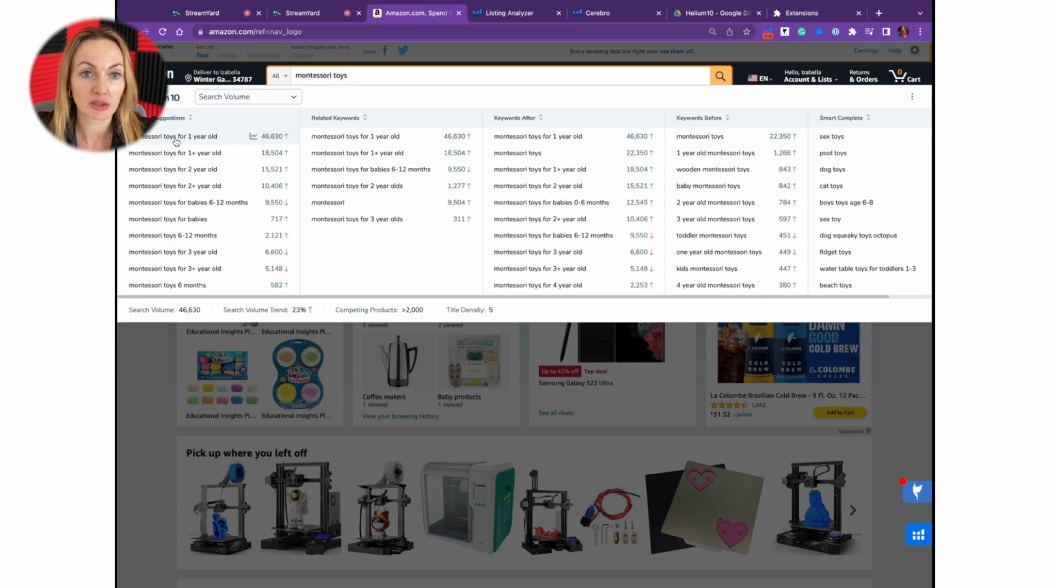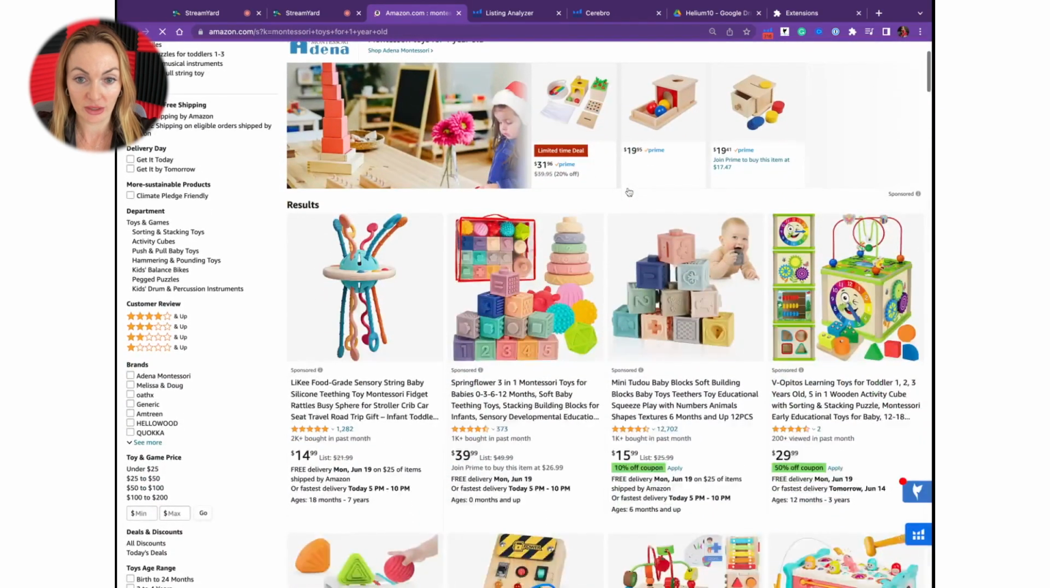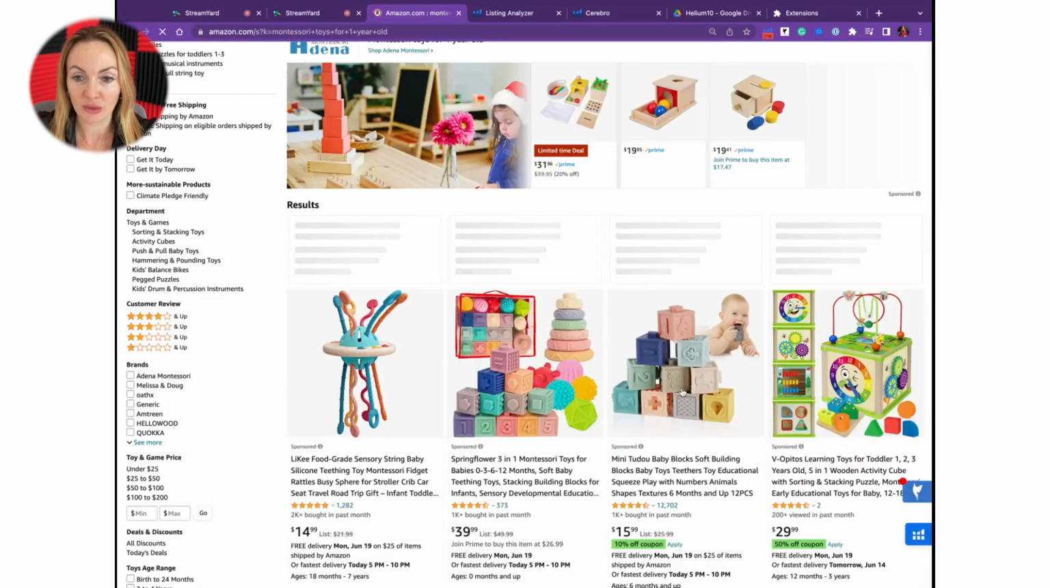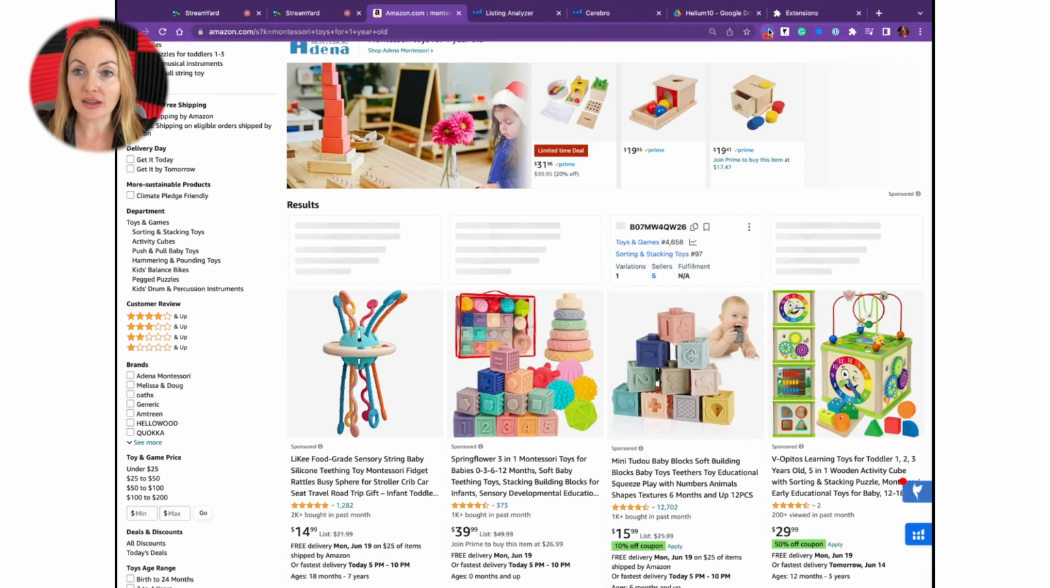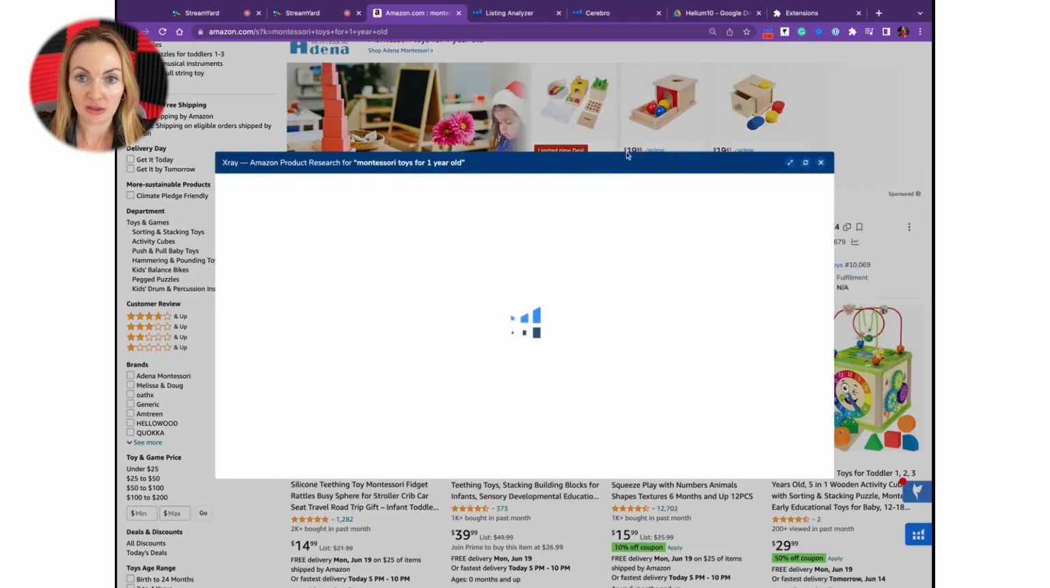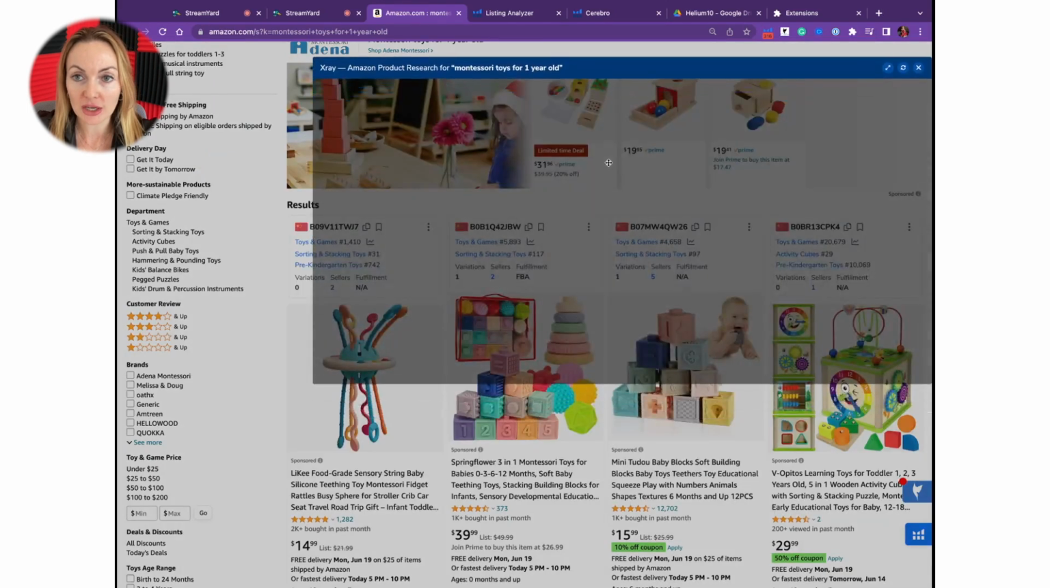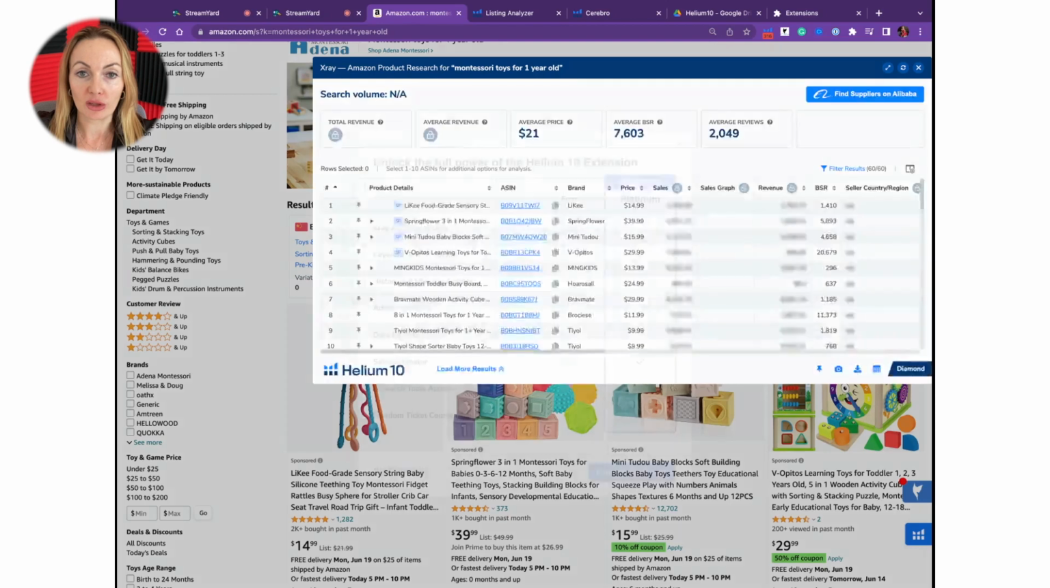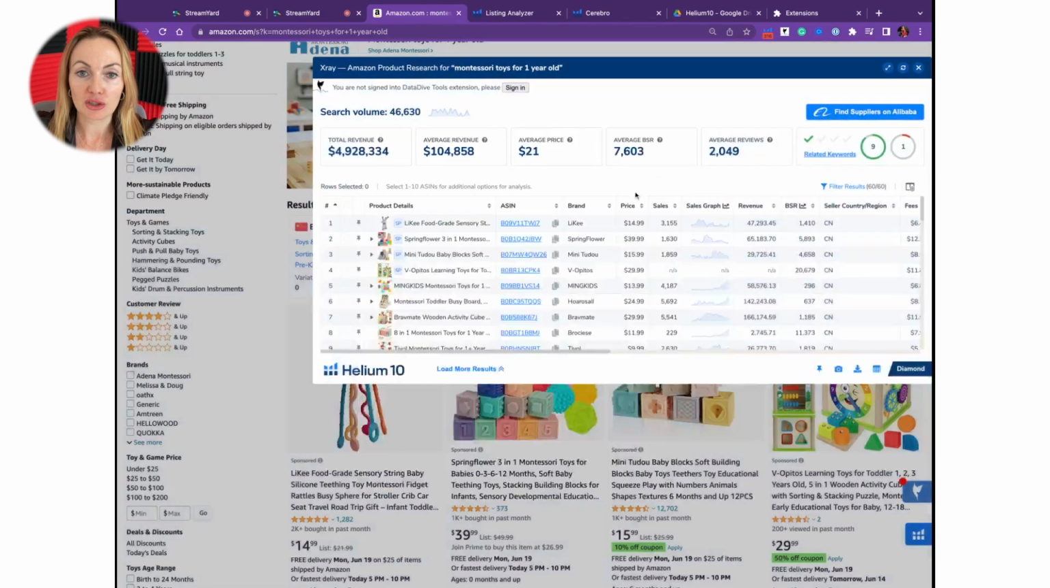Montessori toys for 1 year old. Let's take a look at this keyword and see what we can find out about the market. By the way, I have this one for my baby. And Helium10, with just one button, will show us the X-ray. Not every person can see and understand what is on the X-ray, but just using it, you can get the whole picture of what is going on in the market.